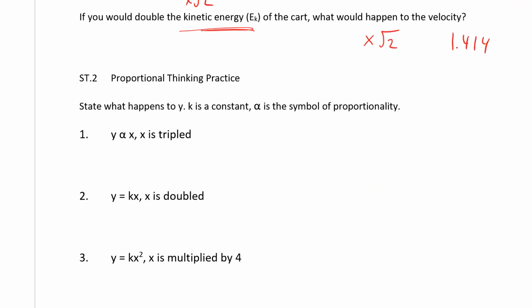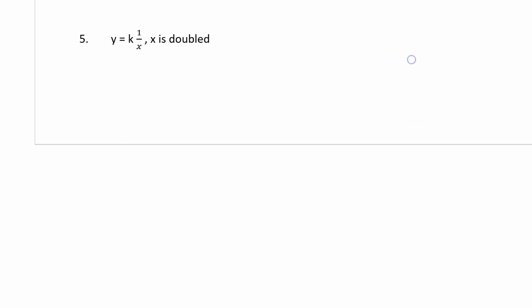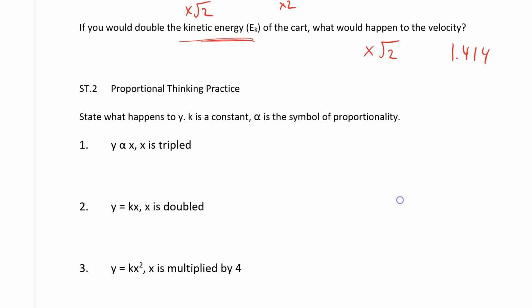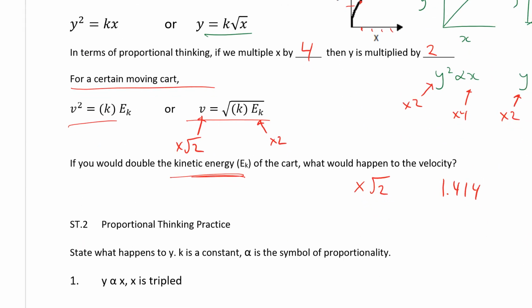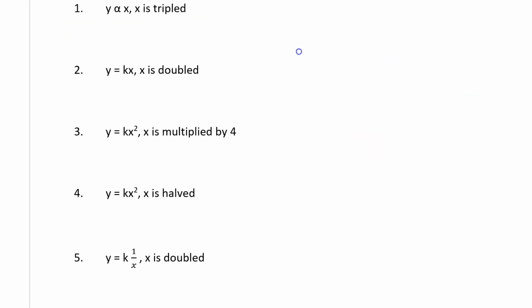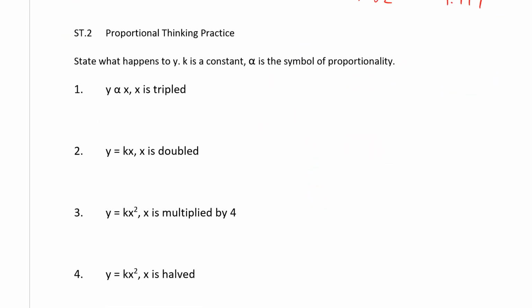Okay, here's some proportional thinking practice. Is it just that one? Oh, maybe there's more than just that one page. Let me just check here. Yeah, so I've got 5 questions on my page, and then there's 6 and 7. And then there are answers there. So state what happens to y. K is a constant, and this is the symbol of proportionality. So if x is tripled, I'll just give you the first one. Y is also tripled. Or more simply, you could just say y is multiplied times 3.